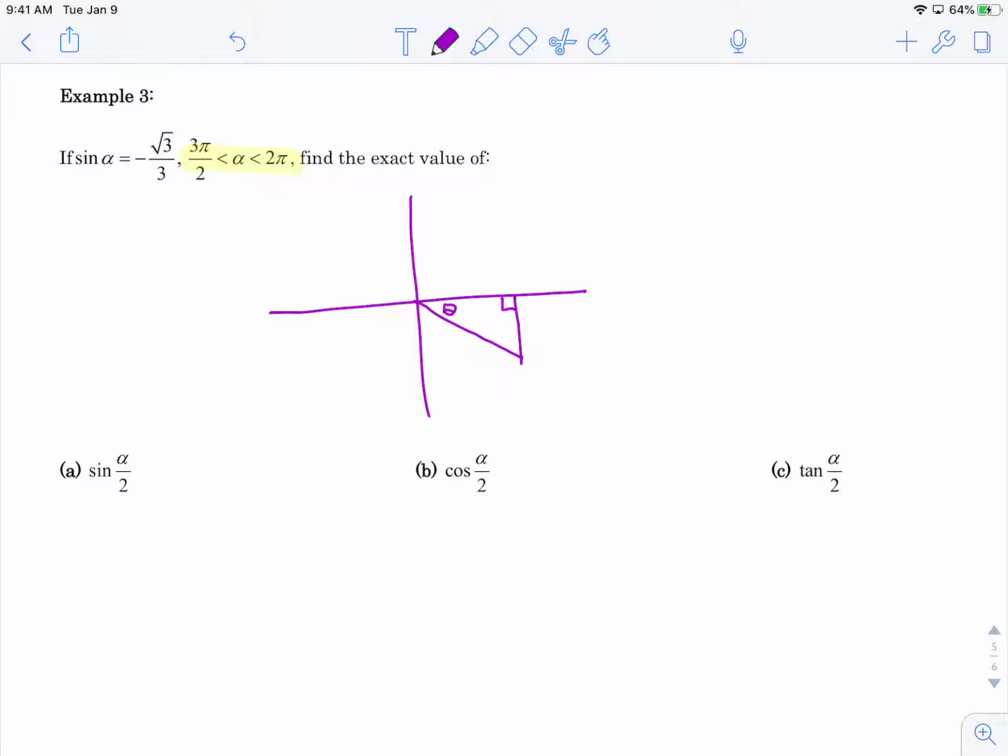My sine is opposite over hypotenuse. I need to find that missing side, so I'm going to go ahead and do my Pythagorean theorem. And I'll say that's x squared plus negative root 3 squared equals 3 squared. X squared plus 3 equals 9. X squared equals 6.